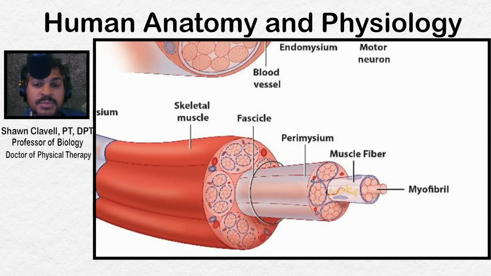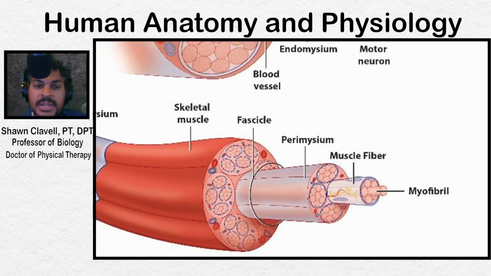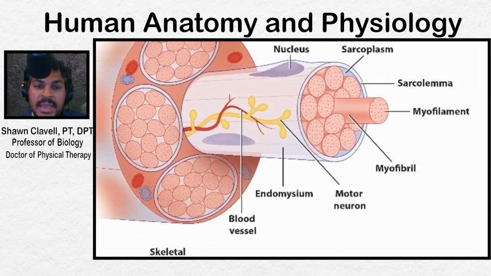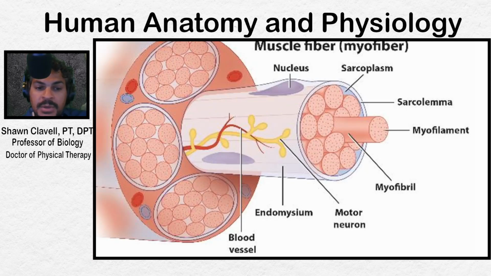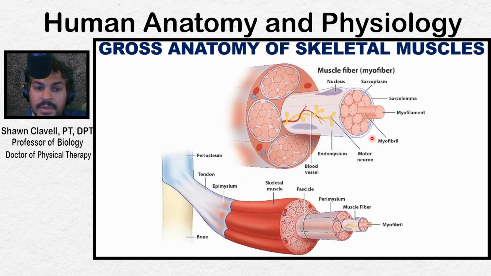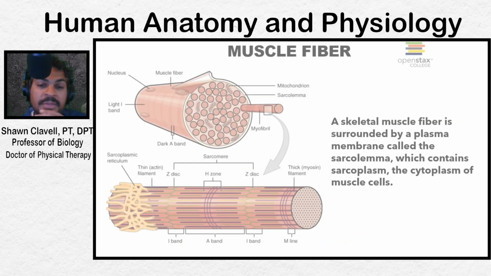But within each muscle fiber, what we're going to see is that there is a number of long protein strands called myofibrils. The myofibrils are long strands of protein, and they contain two structures called the myofilaments. The myofilaments are actin and myosin. The thick filament is myosin, the thin filament is actin.